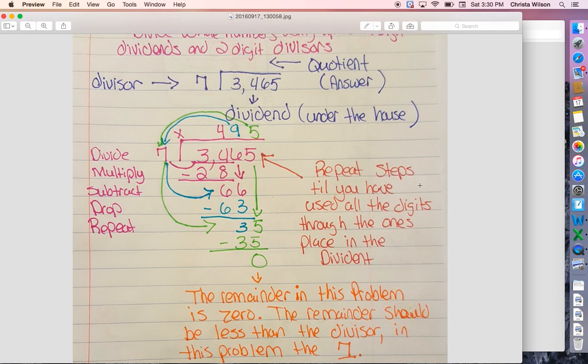And you always want to repeat the steps till you've used all the digits through the ones place in the dividend. And that's supposed to be a D there. It didn't come out very well in the photo. But that's a D-I-V-I-D-E-N-D, dividend. Okay? But you always want to repeat the steps. As you can see, we dropped the 6 here, and then we dropped the 5 here. If you're using a bigger dividend, you just keep going, keep dropping those numbers until you get to the ones place.